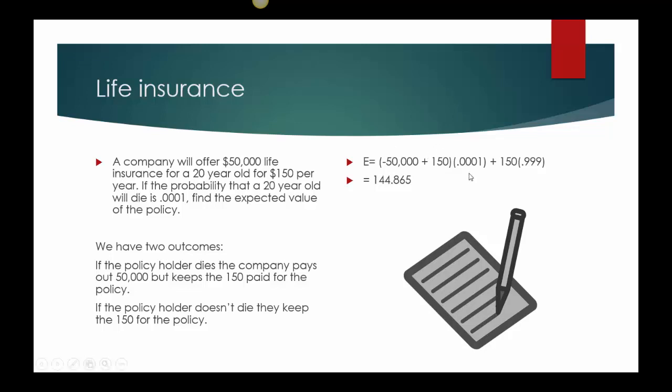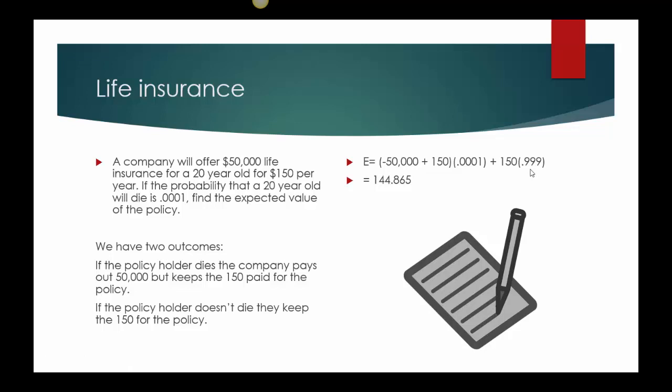They multiply that by 0.0001. That's the probability that they'll have to make this kind of payment. Then the opposite, if they just get to keep the $150,000, is very likely to occur. So here to get this 0.999, I did 1 minus 0.0001.